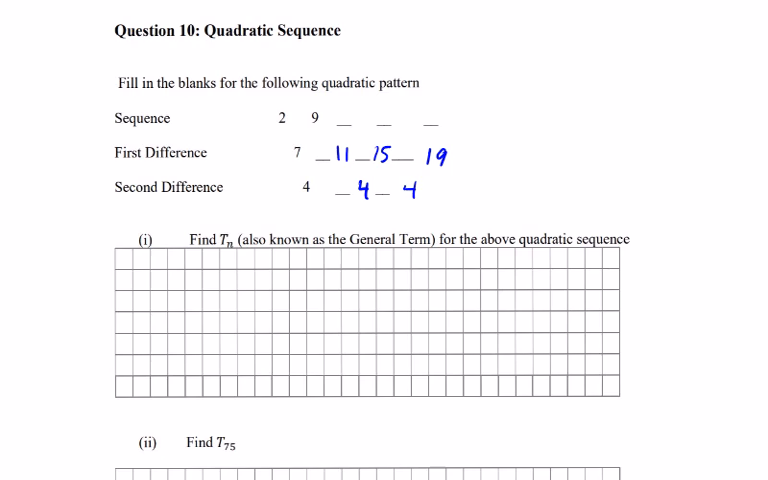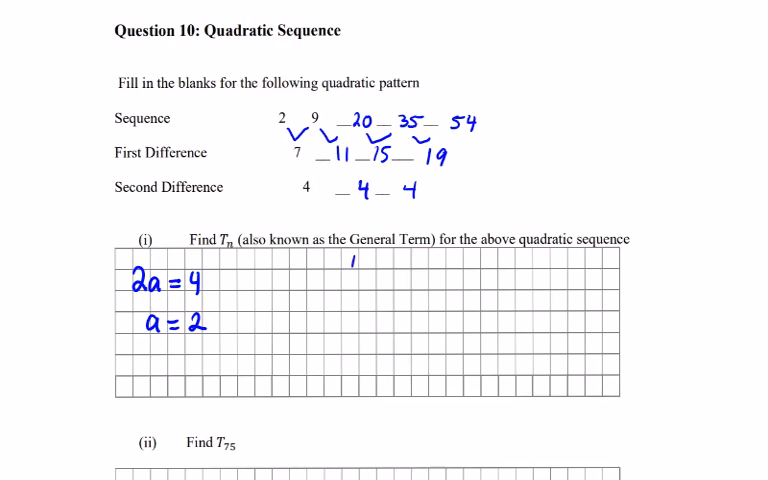Then moving our way up, 2 plus 7 is 9. 9 plus 11 is 20. 20 plus 15 is 35. And 35 plus 19 is 54. 2a for Tn, 2a is the second difference, so 2a is 4. A is equal to 2.